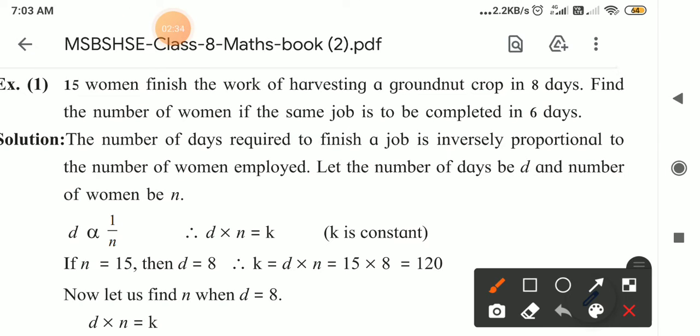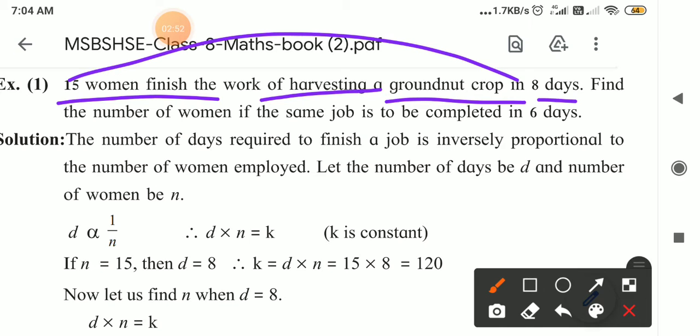First of all, the question is that 15 women finished the work of harvesting a groundnut crop in 8 days. Just now I told you this workers example is in inverse proportion. So totally how many days do they require? 15 into 8, so 120 days are required to complete that work. Find the number of women if the same job is to be completed in 6 days.